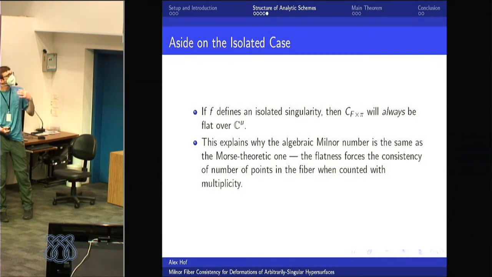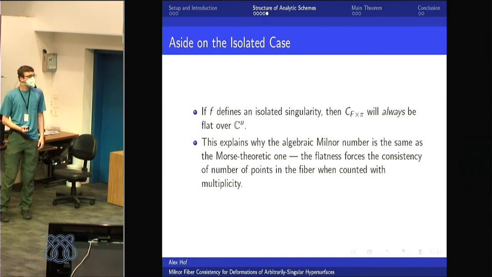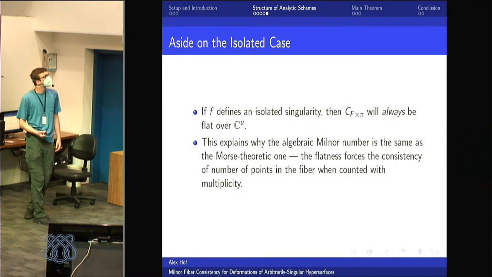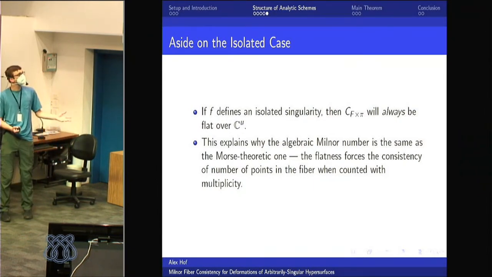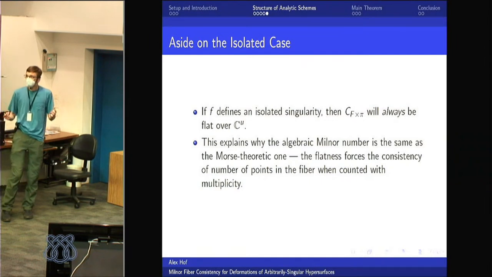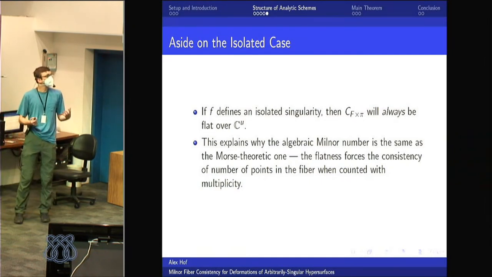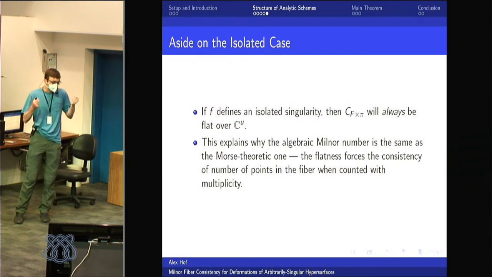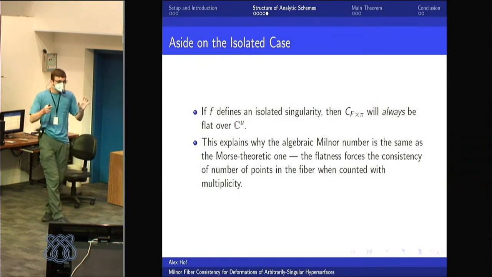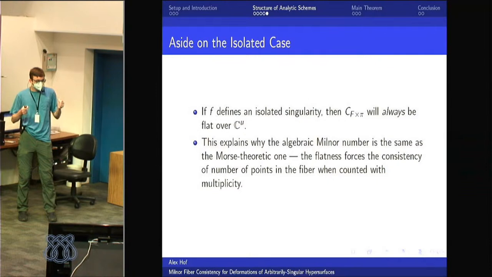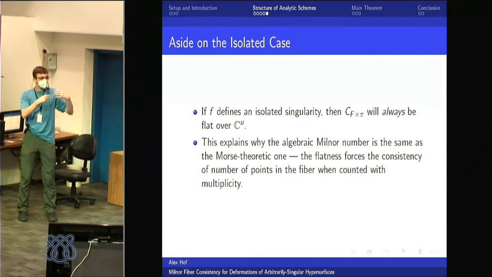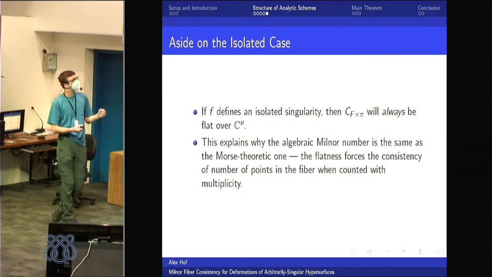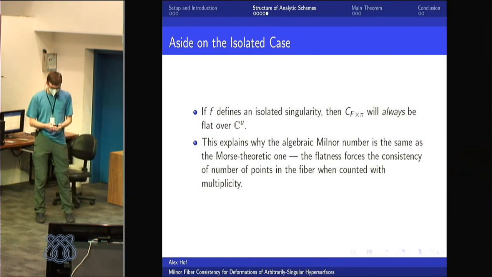if our original function defines an isolated singularity, then it's not too hard to check the critical locus will be a complete intersection, and so just for dimensional reasons, this critical locus in the family will always be flat over the parameter space. And this gives one explanation for why the algebraic Milnor number should be the same as this Morse theoretic one, where we just define it to be the number of Morse points we get when we perturb a little. This flatness gives us this consistency where we had a point with some amount of fuzz when the parameters were zero, and then we perturb to these Morse points that all have multiplicity one. They all lack fuzz, and the number has to be the same because of this flatness. That's just an aside on the isolated case.